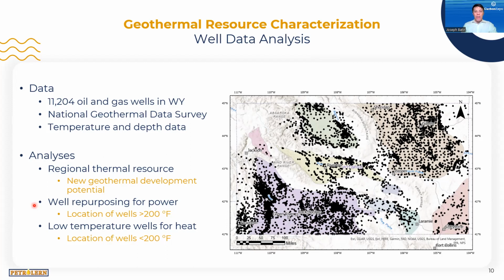Now, one addition here, the wells that have temperatures above 200 Fahrenheit could also be used for direct use heating, and actually they could also generate cooling, but that's something I'll discuss a little bit later as well.